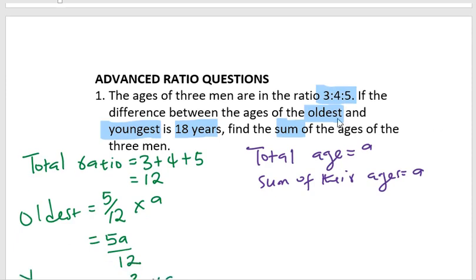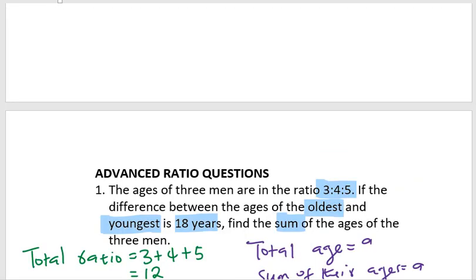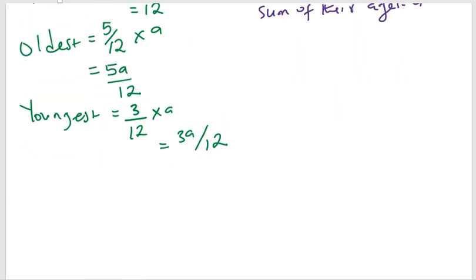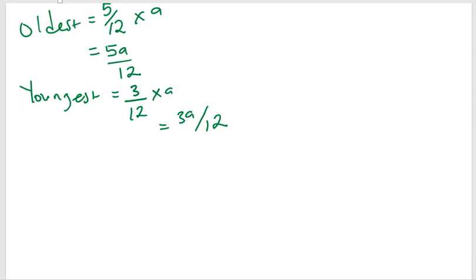Pay attention. They said the difference between the ages of the oldest and the youngest is 18. So let's take note of that. So for the oldest, we know that the oldest and youngest, when we subtract them, we get 18. So what's the oldest? Oldest is 5a over 12 minus the youngest, the difference between the oldest and youngest, right, is equal to 18.